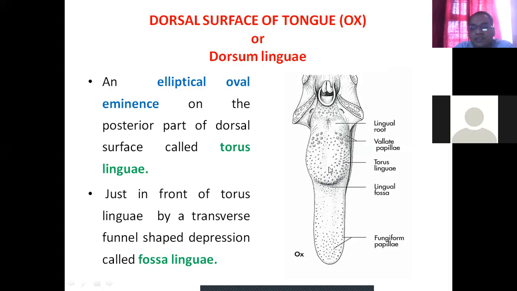Another thing: just in front of the torus linguae, this one, there is a transverse funnel-shaped groove or depression. That is called the fossa linguae. So on the dorsal surface of the tongue, what will you find? The torus linguae and the fossa linguae, or lingual fossa. Fossa linguae and lingual fossa are the same, and the torus linguae.